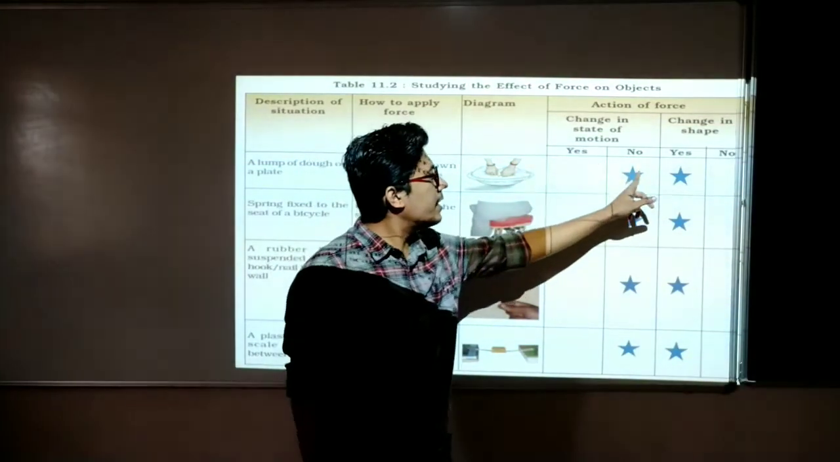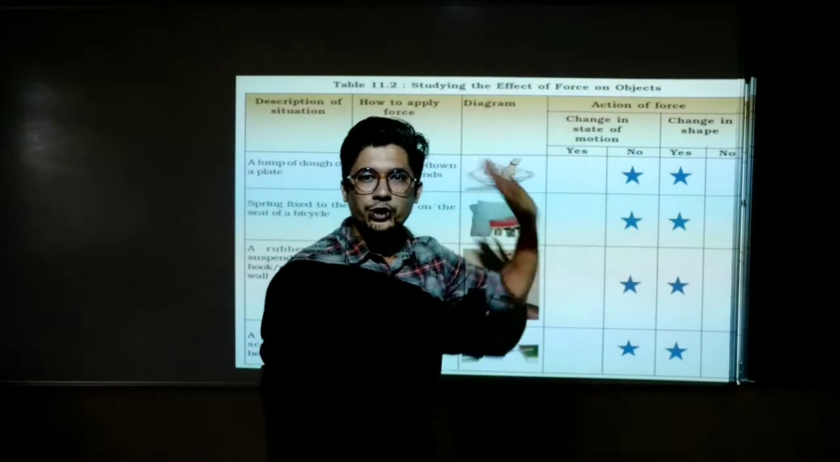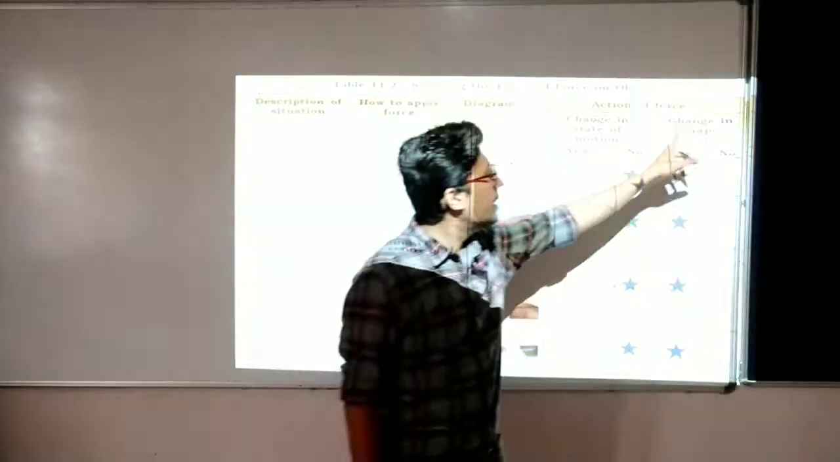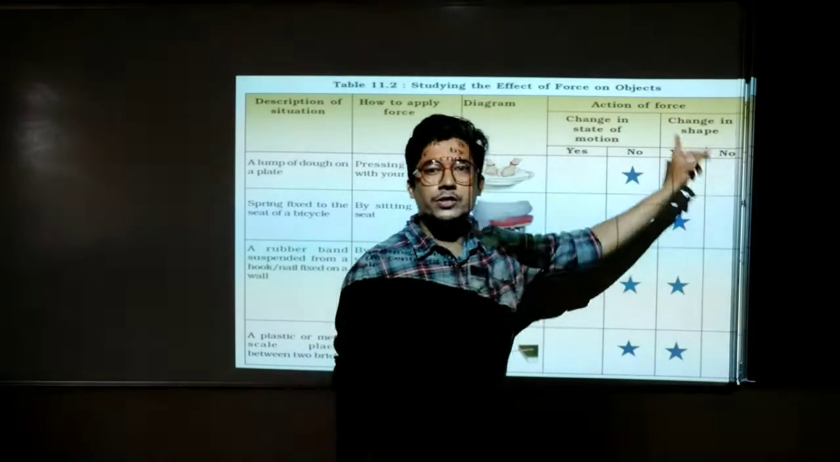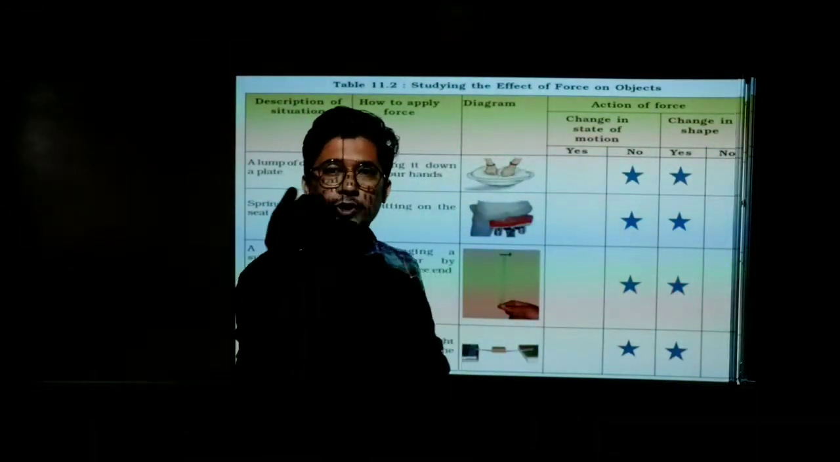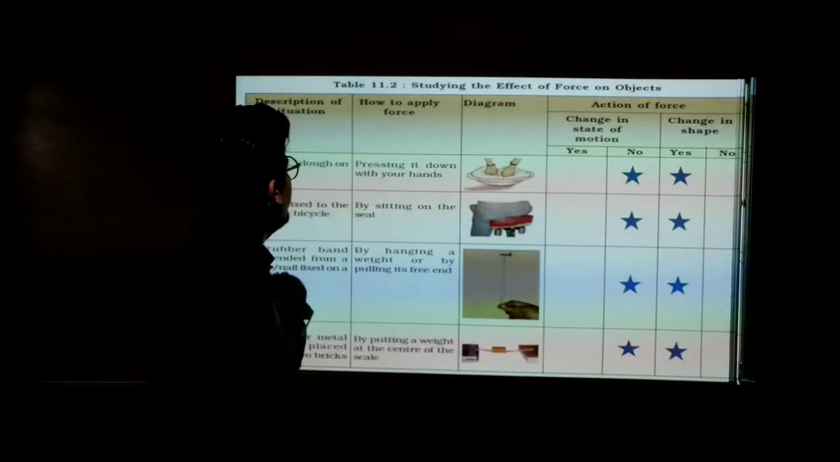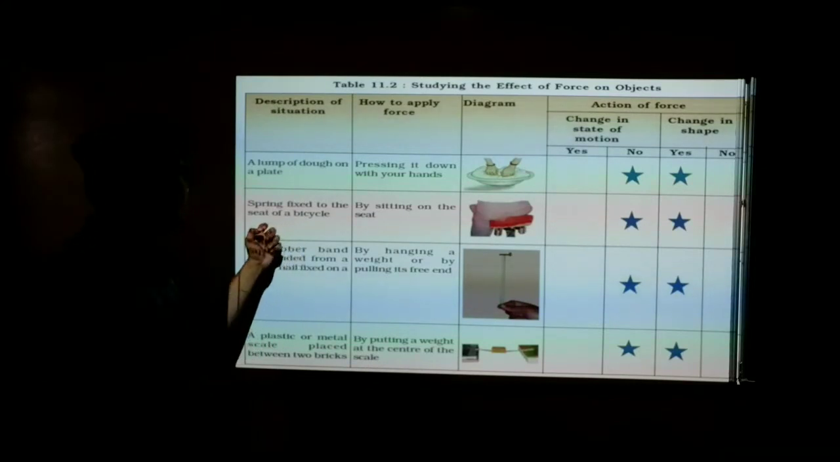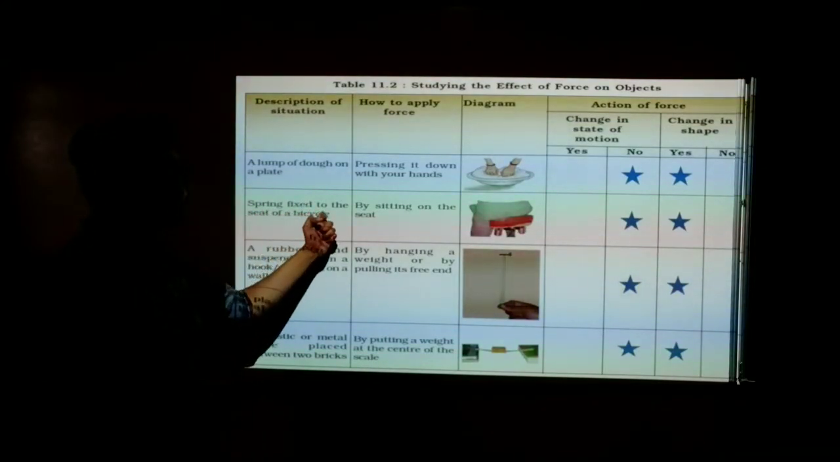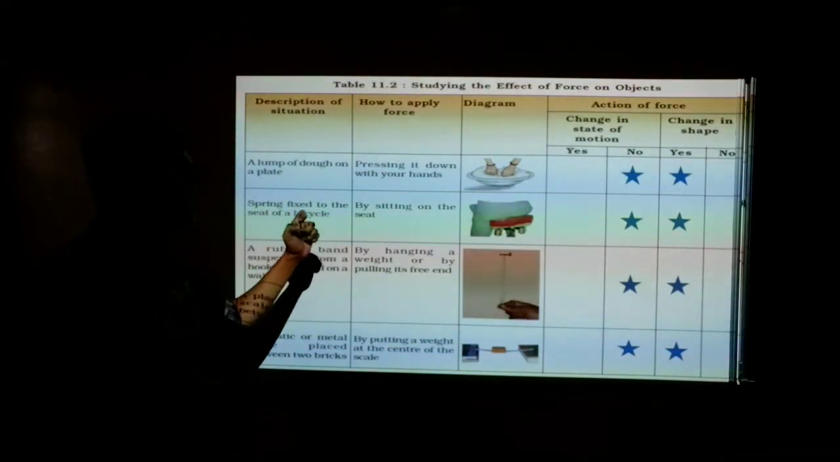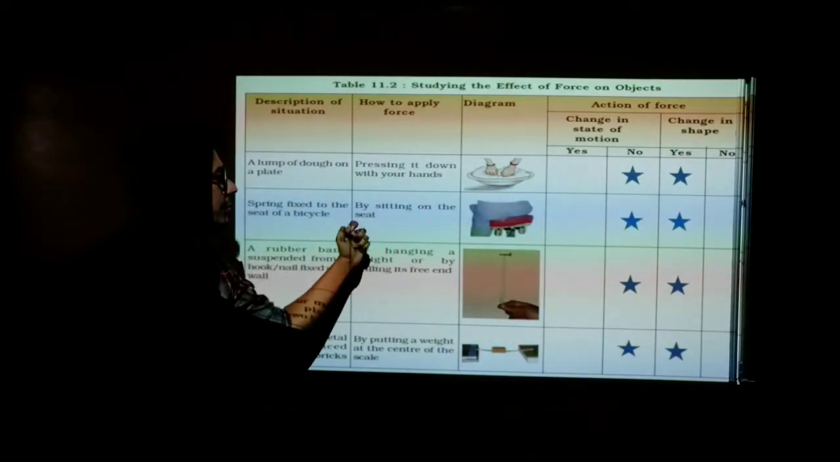So here there is no change in state of motion, and another thing, change in shape is there. Of course, change in shape is there. After that you are cooking and then you are making a chapati. Yes or no? Okay. So we will move toward the second situation, which is spreading a spring fixed to the seat of a bicycle by sitting on the seat.